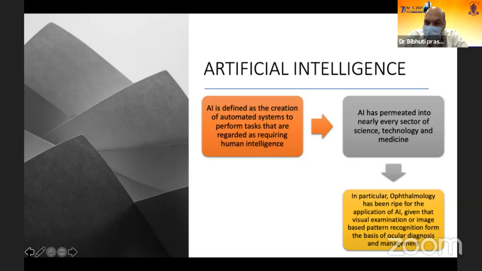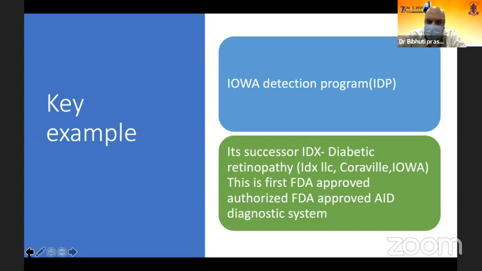And it is also very important that in ophthalmology, visual examination or image pattern based recognition forms the basis of ocular diagnosis. And that is the same thing that is applied to artificial intelligence also. So it is very pertinent to be used in ophthalmological practice also. Some of the key examples are detection programs and their successes, like diabetic retinopathy. And this is the first FDA approved AI diagnostic system also.